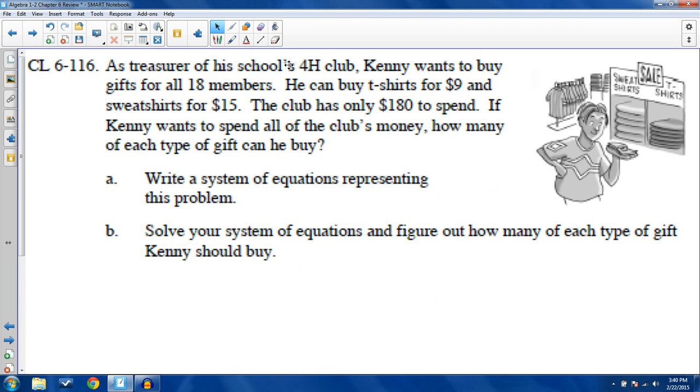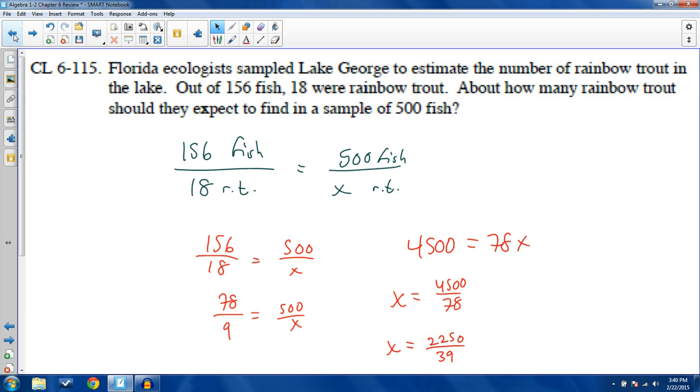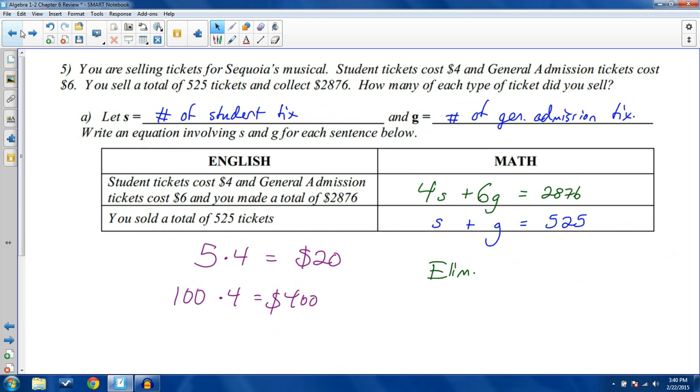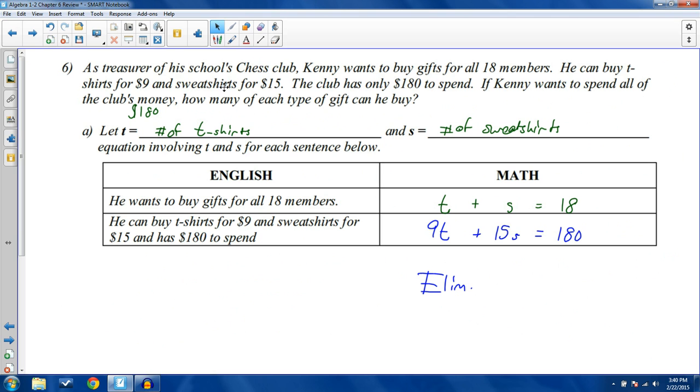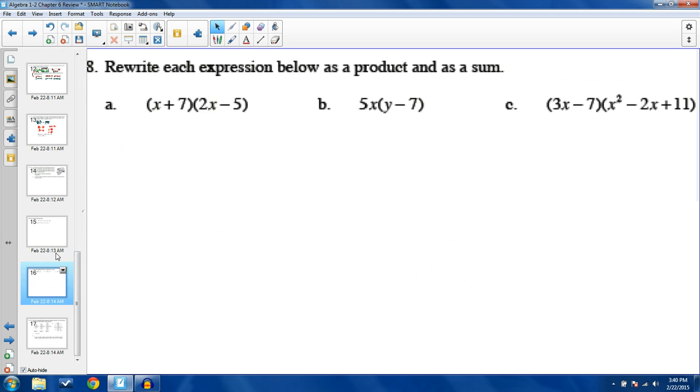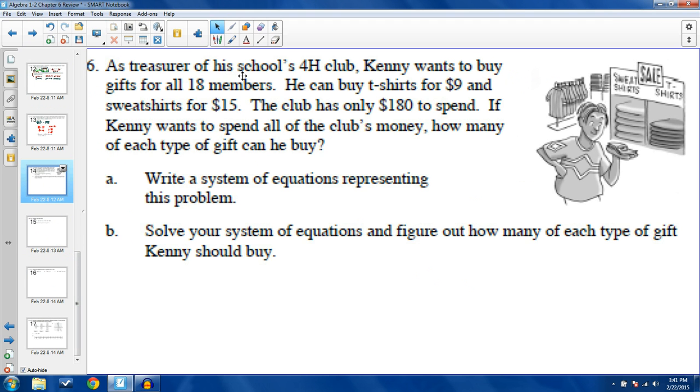Number 116, as a treasurer of his school's 4-H club, Kenny wants to buy gifts for. Oh, this is that. When did we do this problem? Did we solve this problem? It was this word problem here. Before it was chess club. Now Kenny's part of the 4-H club, and Kenny still wants to do the same stuff. Let's see if it's the same numbers because I don't want to set it up again if we already set it up. Sorry, I didn't realize that we already did that.